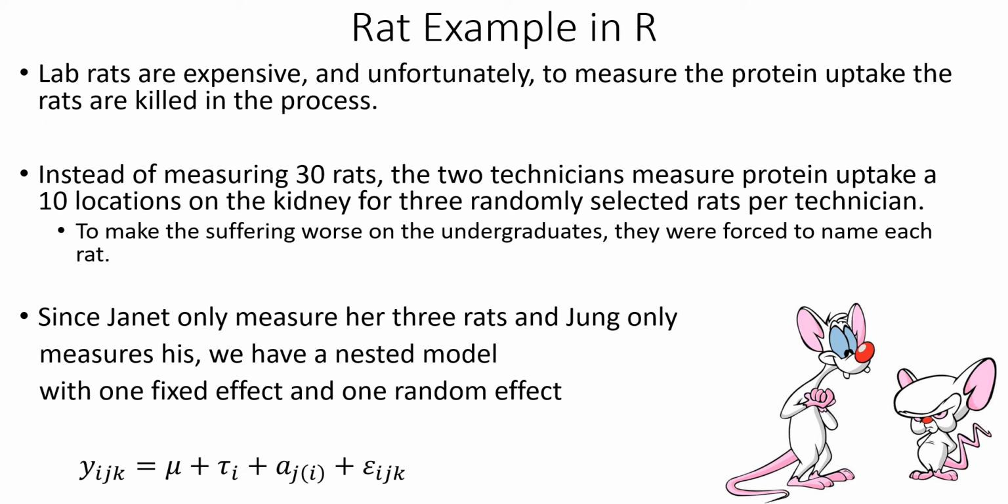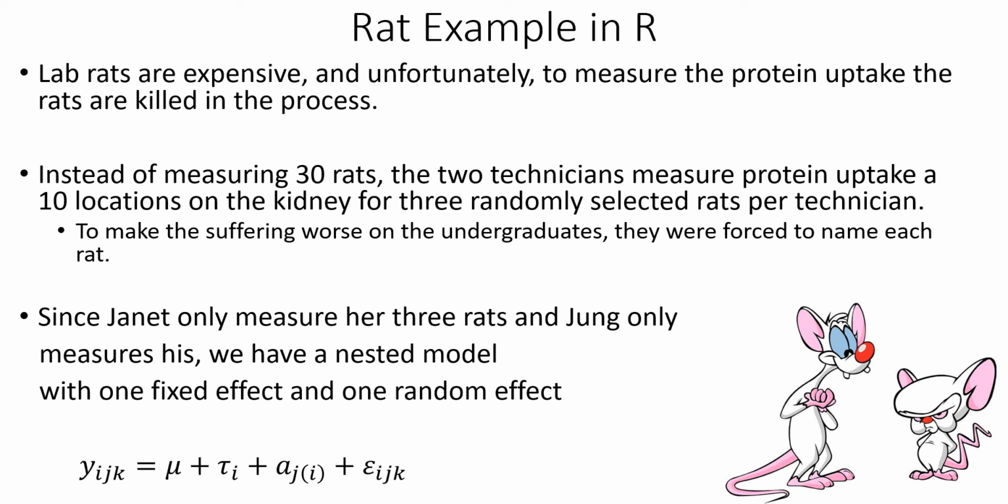Since Janet only measures her 3 rats and Jung only measures his, what we have is a nested model with one fixed effect and one random effect. Y is still going to be the protein uptake of the kth measurement on the jth rat measured by the ith technician, and it's going to be similar to our one-way model. We have an overall mean, mu, an effect of the technician, either Jung or Janet, and then an effect of the rat, and this symbol means this J isn't the same J across all the different I's.